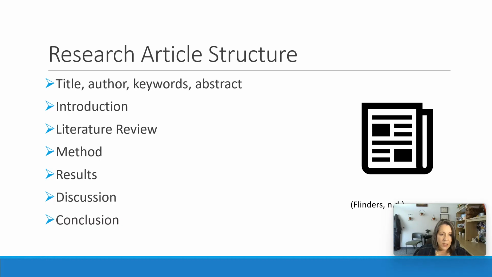I used the Flinders article. It's a PDF that is available online, as a sort of quick reference guide as you're critiquing each of these sections of a research article. So I recommend that you look at that. That is provided on Brightspace as well.